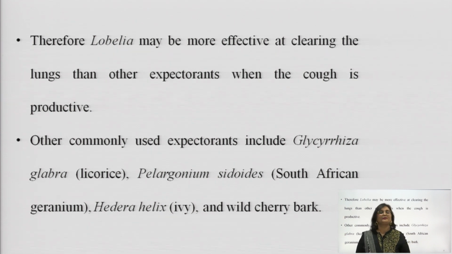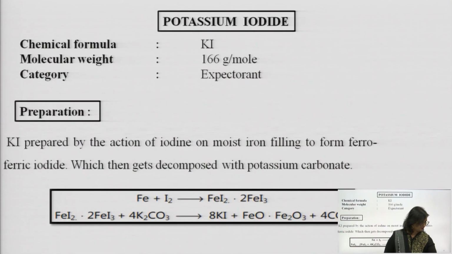Plus it acts as an expectorant, that is, it reduces the viscosity and increases the fluidity of the sputum. Therefore, it has dual activity. Hence, we can say that when the cough is productive, when it produces mucus, then lobelia could be a choice of drug. Other commonly used expectorants include Glycyrrhiza glabra, Pelargonium sidoides, Hedera helix and wild cherry bark.